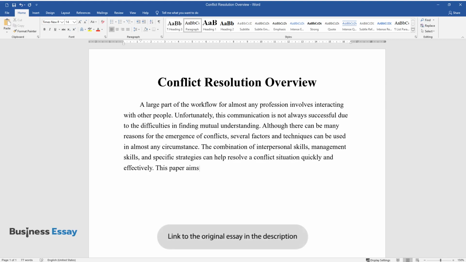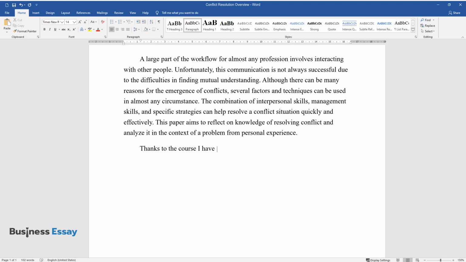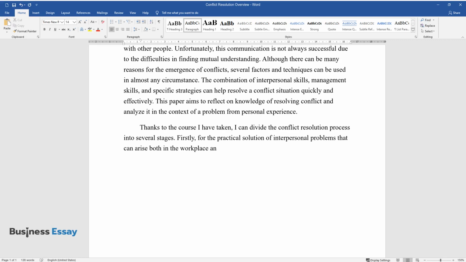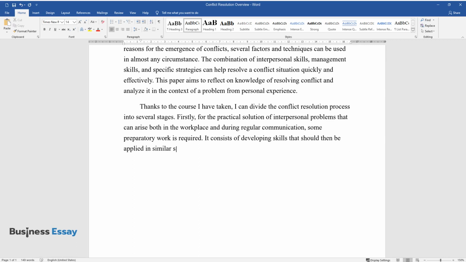effectively. This paper aims to reflect on knowledge of resolving conflict and analyze it in the context of a problem from personal experience. Thanks to the course I have taken, I can divide the conflict resolution process into several stages. Firstly, for the practical solution of interpersonal problems that can arise both in the workplace and during regular communication, some preparatory work is required. It consists of developing skills that should then be applied in similar situations.